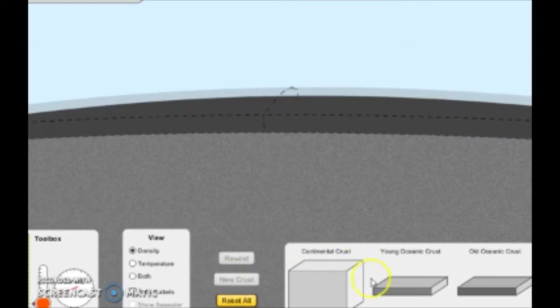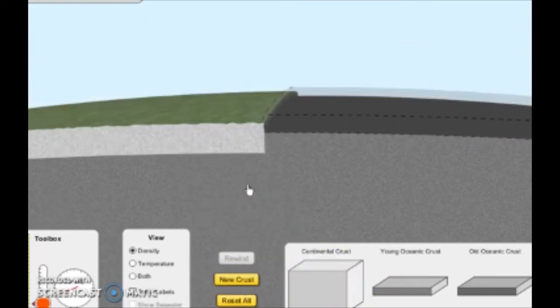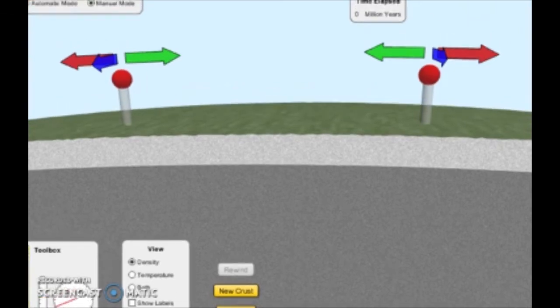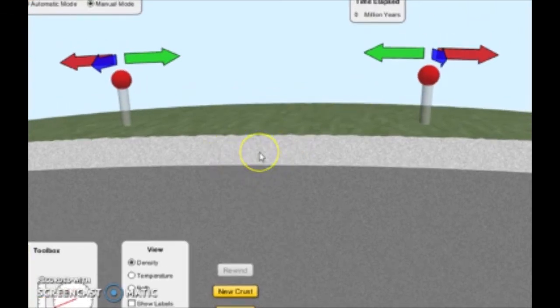So we have continental. If we pull these apart, what has to form in the middle? I want you to think. Do you think more continental plate is going to form? Is it going to be oceanic plate? Is nothing going to form? Pause for a second and just think. What's going to form there?